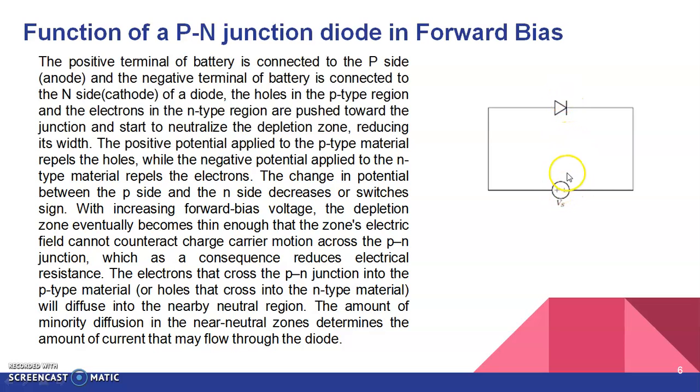When we apply or increase the voltage, the depletion layer is reduced. That means the layer will be very thin, and it will easily conduct electrons. This is called forward bias.